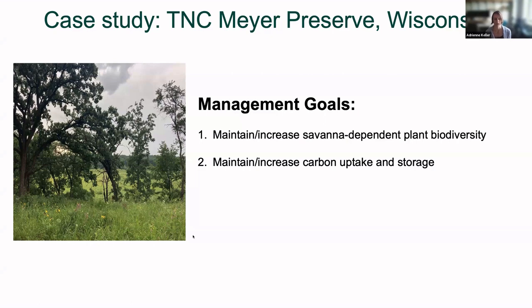I know you all are working through identifying your management goals and objectives and moving through the adaptation workbook, and something that we really learned here is that it was really important to be specific about our management goals. We started off by saying, just maintain and increase biodiversity. But that was a little bit too amorphous and too big picture. Honing in on savanna-dependent plant biodiversity allowed us to think more strategically about what some of the trade-offs might be with increasing carbon uptake and storage, and also aligned with monitoring efforts down the road so that we could learn from this in the future.